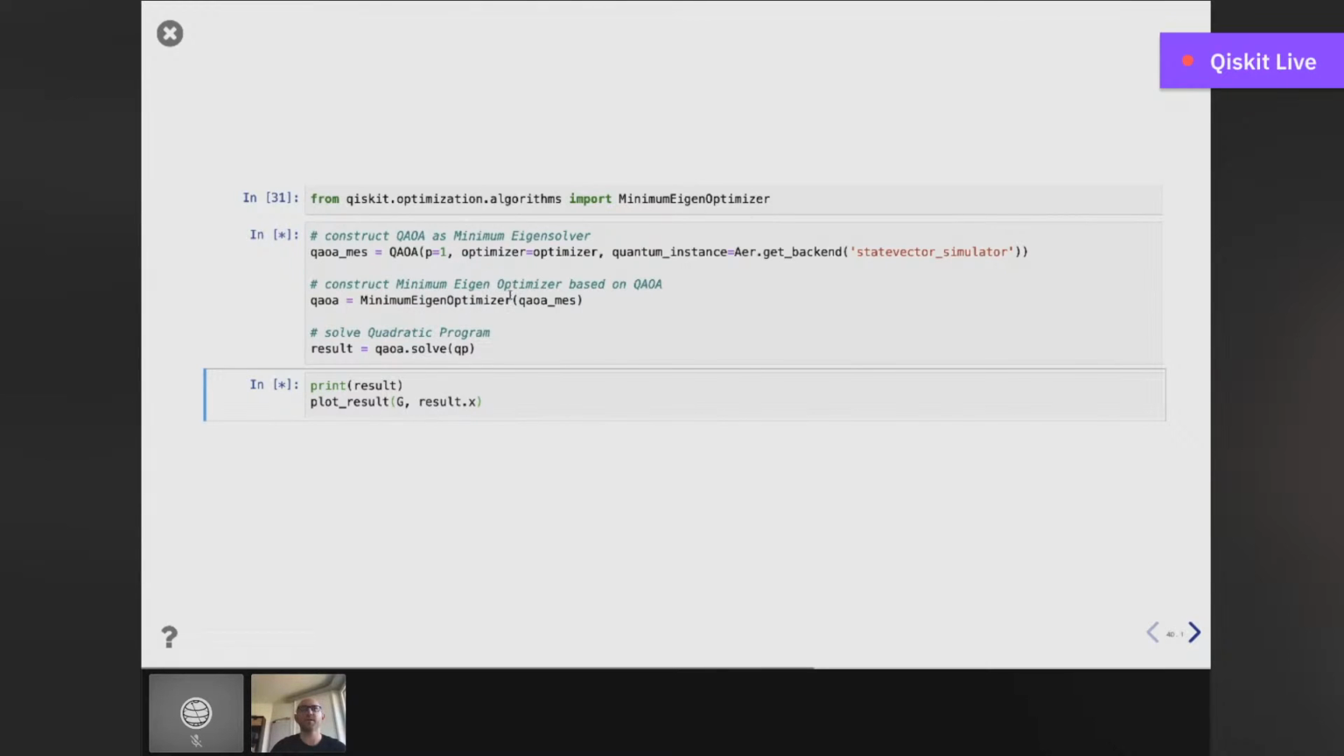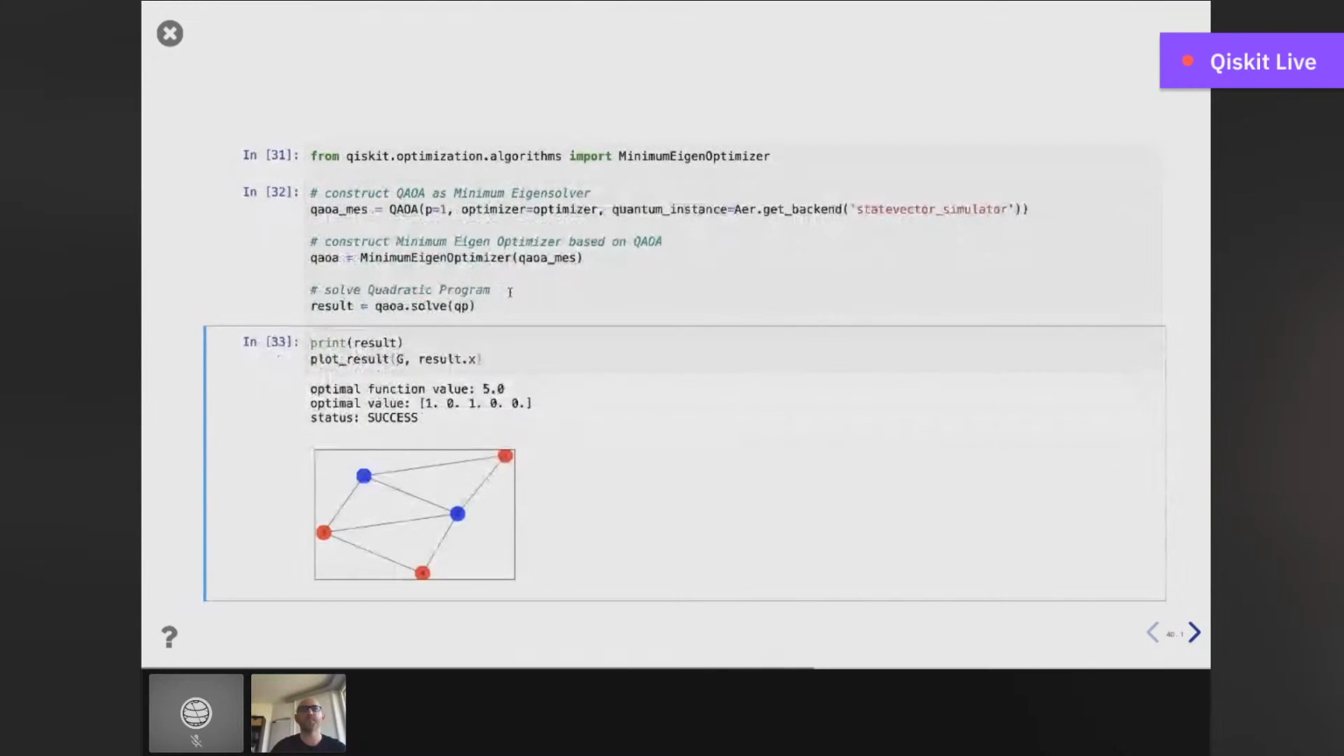So there's one question: how to implement this with a larger number of steps. So you can just tell the QAOA minimum eigensolver here how many steps you want to use, and then the minimum eigen optimizer will use QAOA with this number of steps. And if you talk about steps of the classical optimizer, you can also provide that here and specify the classical optimizer with the parameters that you're interested in.